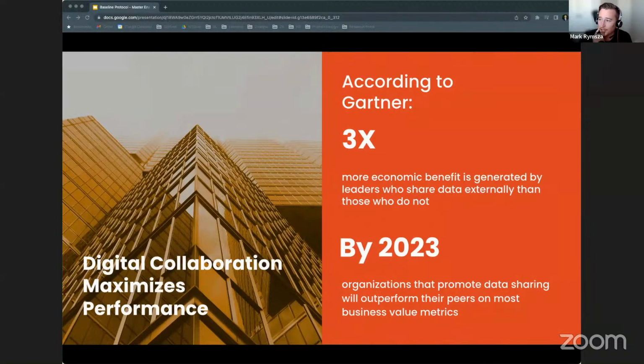The real question is how you can share this sensitive data in a safe way. And this study by Gartner has even gone so far as to predict that by 2023, organizations that promote data sharing are going to outperform their peers on most business metrics. So it's a very worthwhile problem to look forward to solving. And that's what the baseline protocol is supposed to help you do.